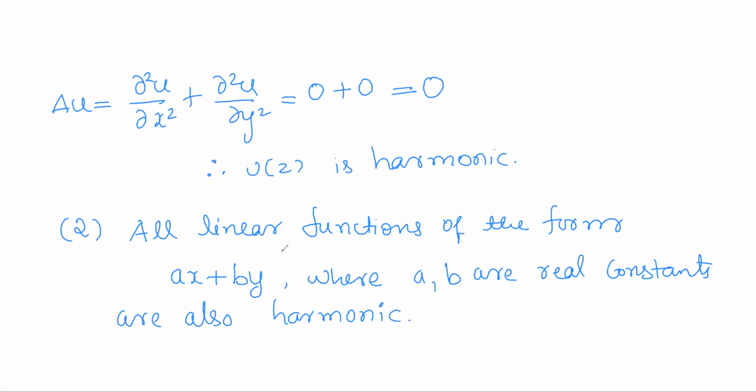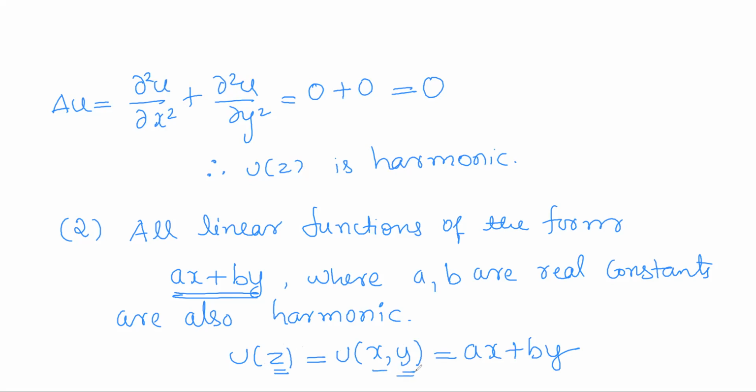Right? So if you consider any linear function of the form ax plus by, that is, if you define any function of a complex variable u of z or u of x comma y as ax plus by, if you define any function which is of complex variable. So complex variable means z, which involves two independent variables x and y. So if we define u of z to be ax plus by, where a and b are real constants, then this is a form of a linear function or a linear polynomial of two variables.